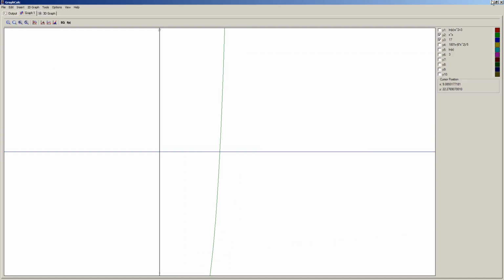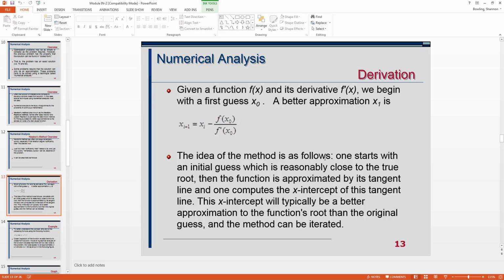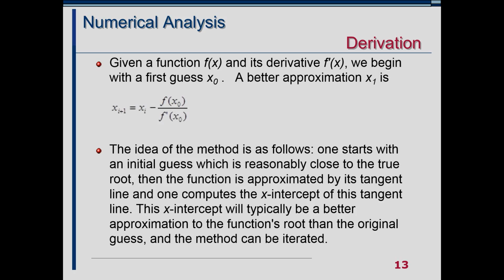So all I'm trying to get across with these examples is that sometimes you can't solve problems easily. You can't solve them in closed form. You have to use a computer. So this is what Newton's method does. And it uses this function here. And the idea of Newton's method is as follows. One starts with an initial guess, which is reasonably close to the true root. Then the function is approximated by its tangent line, and one computes the x-intercept of this tangent line. This intercept will typically be a better approximation to the function's root than the original guess, and the method can be iterated. So I'm sure that you've figured out what I'm saying with this definition, and now it's completely clear.